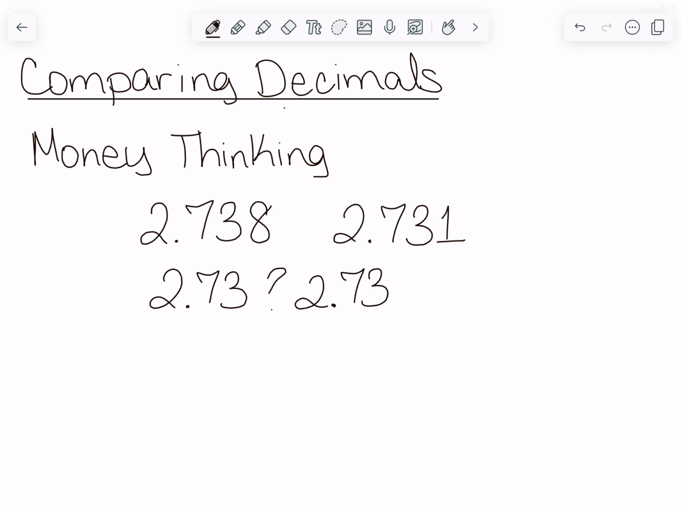Money thinking isn't a horrible way to think about comparing decimals. Money is tangible and something we deal with on a daily basis. However, it is important to structure that thinking and make sure students understand that decimal places do continue to exist past the standard 2 decimal places that we use with money.